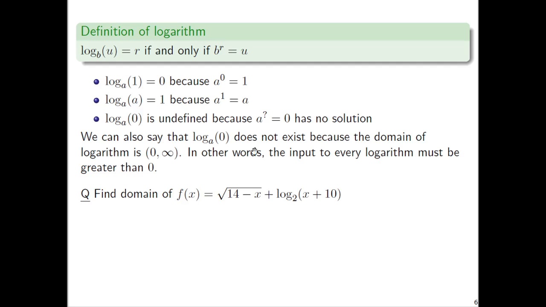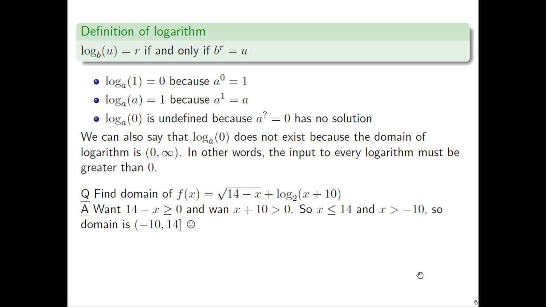Okay, let's also practice and review what happens because the input to every logarithm must be greater than 0. So to find the domain of f of x equals root 14 minus x plus log base 2 of x plus 10, we want the thing we're square rooting to be greater than or equal to 0. So we want 14 minus x to be greater than or equal to 0. And we also want the input to the logarithm, in this case x plus 10, to be greater than 0. So in the end, we want x to be less than or equal to 14, and we also need x to be greater than negative 10. And so the domain here is parenthesis negative 10 comma 14 bracket. That really is the domain.